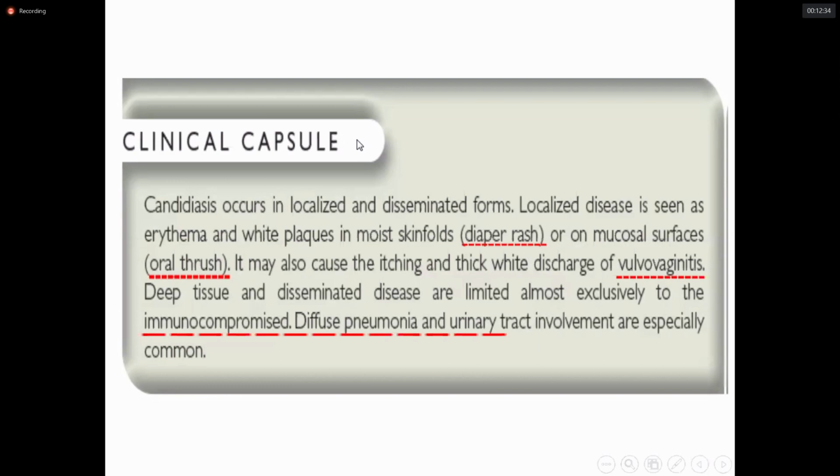Clinical capsule: candidiasis in general could be localized, could be disseminated. The localized form can be seen as erythema, white plaques, especially in moist area, skin folds. Example for it, diaper rash.